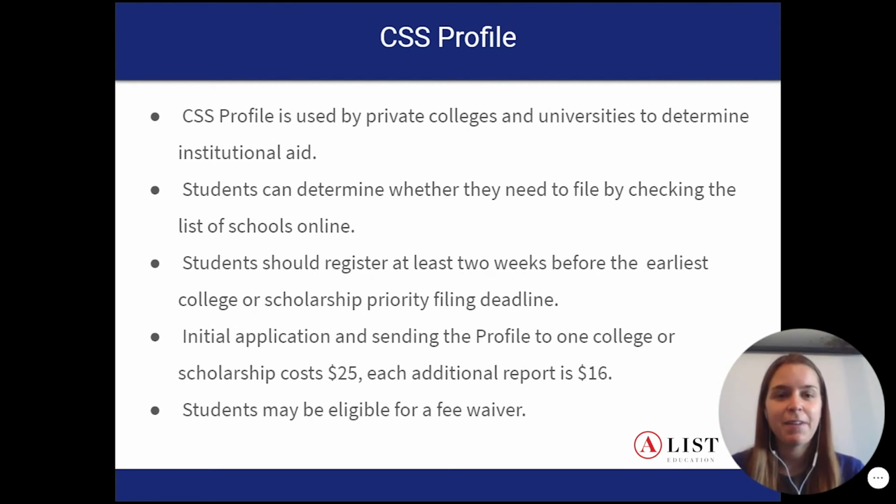Students can determine what they need to file by checking the list of schools online, like I mentioned, and they should register at least 2 weeks before the earliest college or scholarship priority deadline. So it's important that students look at not just the application deadlines for the school, but also their financial aid deadlines. There is a cost to fill out the CSS Profile. It's $25, and each additional report is $16.